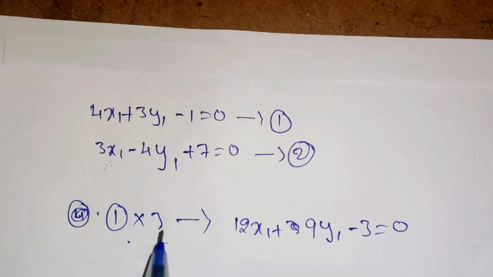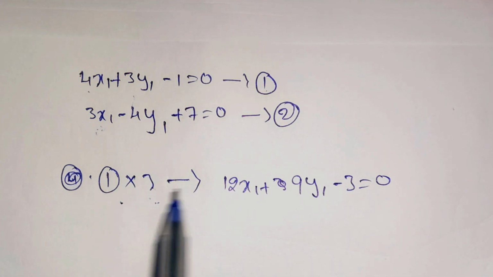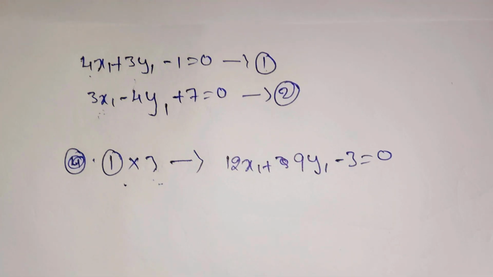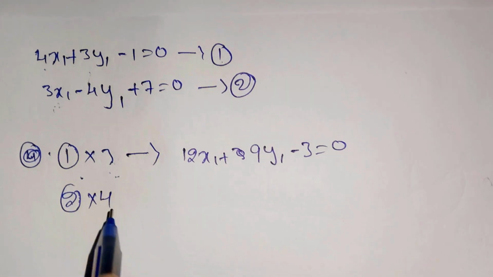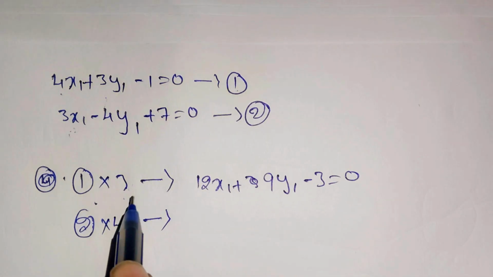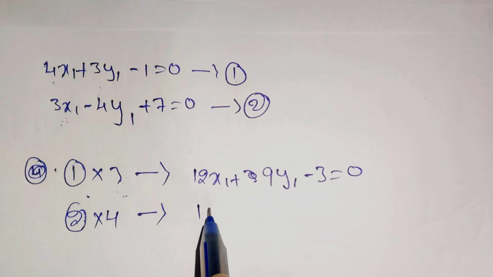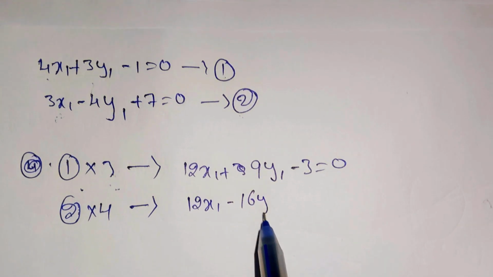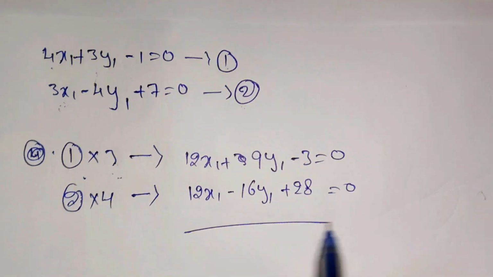3 3s are 9y1, 3 1s are 3. Do you get my point? Now equation number 2, multiply it by 4. What do we get? 4 3s are 12x1, 4 4s are minus 16y1, 4 7s are plus 28 equal to 0.